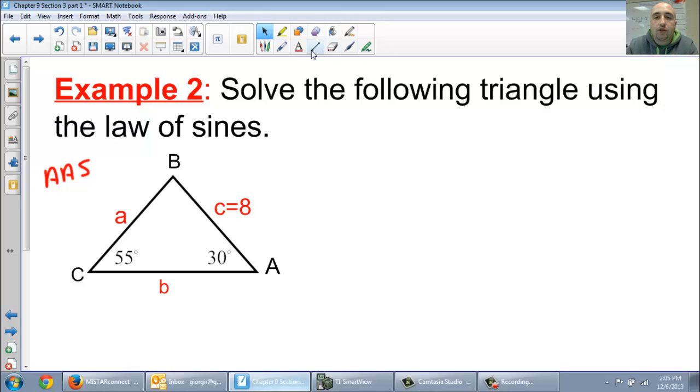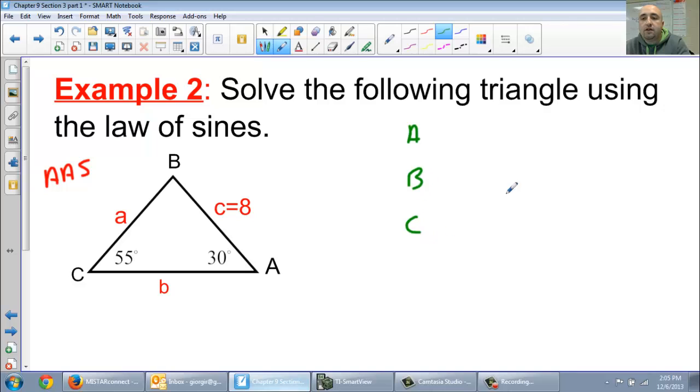All right, so we're going to do this problem the same way. I'm going to list my three sides and my three angles, A, B, C, little a, little b, little c. Then we're going to list what we know. We know that angle C is 55 degrees. We know that angle A is 30 degrees. And we know that little c is 8.